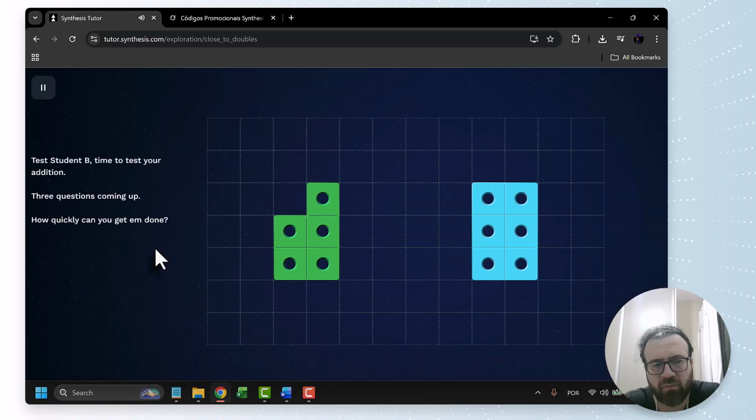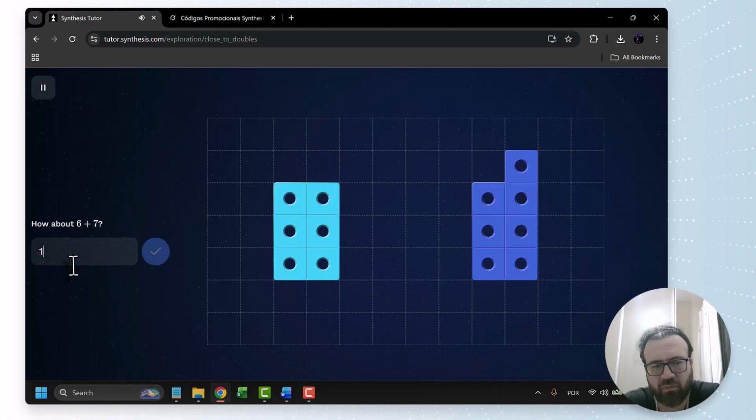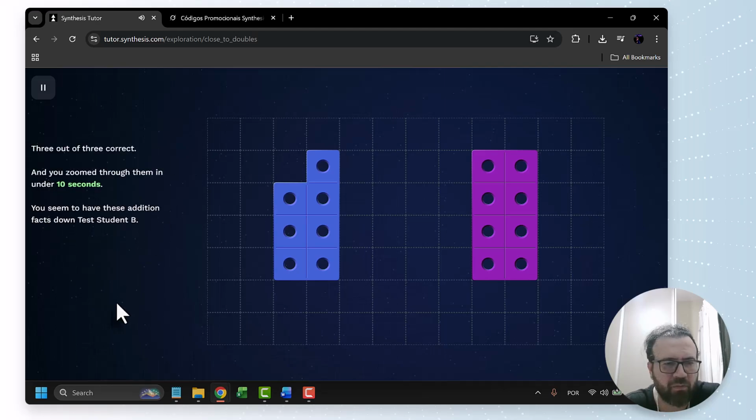Test student B, time to test your addition. 3 questions coming up. How quickly can you get them done? Here's your first one. What is 5 plus 6? How about 6 plus 7? What is 7 plus 8? 3 out of 3 correct. And you zoomed through them in under 10 seconds. You seem to have these addition facts down, test student B.